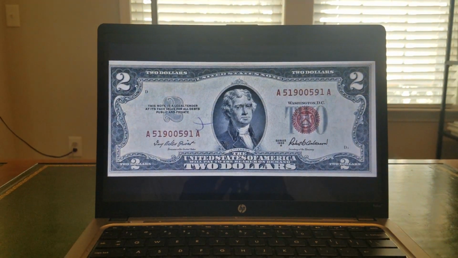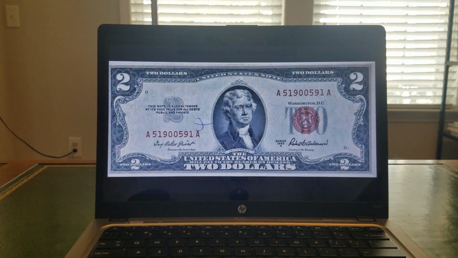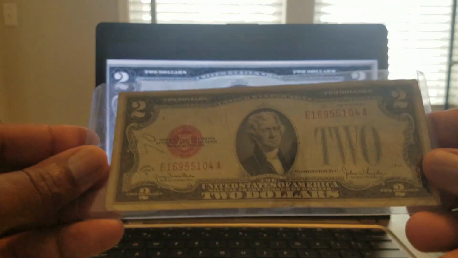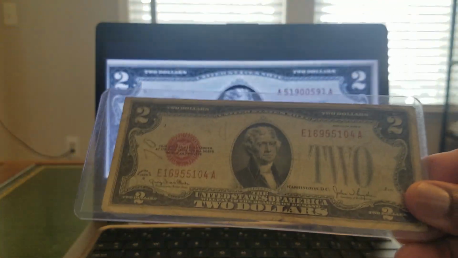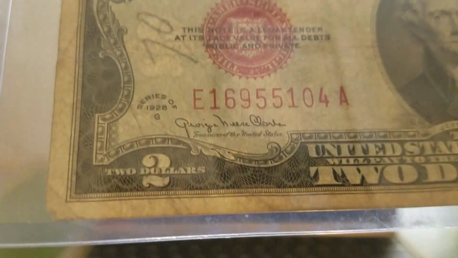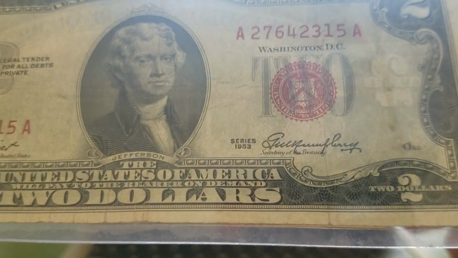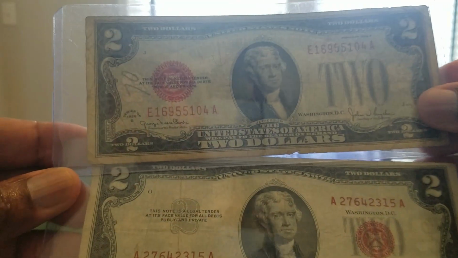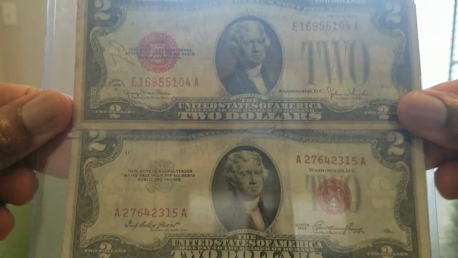All right, so looking at the previous note, 1928. Now we have a 1953. Let's look at some of the differences.